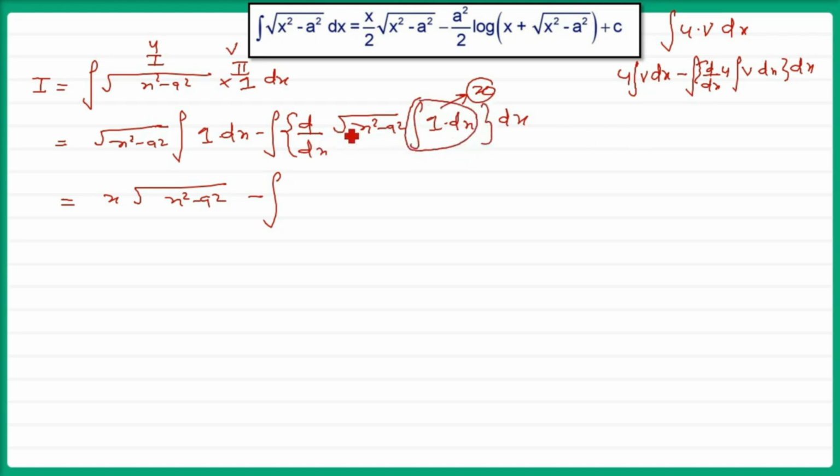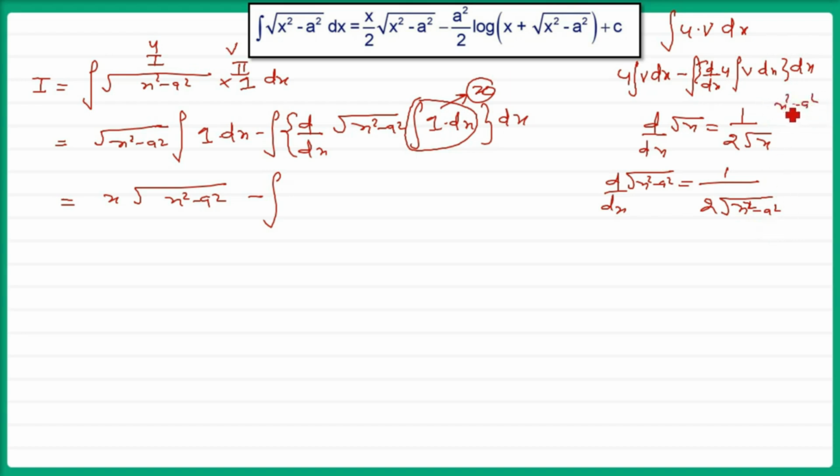Now this is very important. So I'll just do it on the side. d by dx of under root x is 1 by twice under root x. When you differentiate under root x square minus a square, it is going to give you 1 by twice under root x square minus a square. That is very well known to you because you have done the differentiation part already. So d by dx of under root x is 1 by twice under root x, and d by dx of under root x square minus a square is 1 by twice under root x square minus a square.